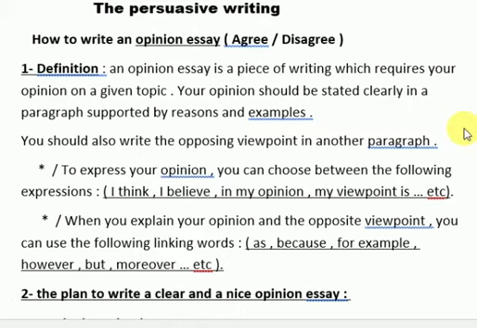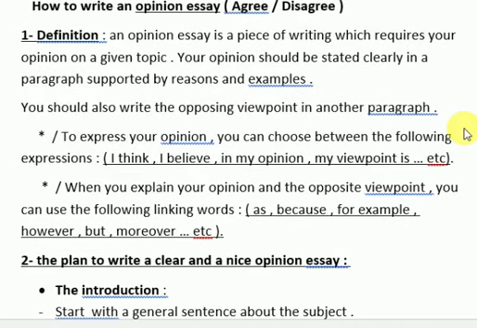So to express your opinion, you can choose between the following expressions: I like, I believe, in my opinion, in my viewpoint, etc. Then when you explain your opinion and the opposite viewpoint, you can use the following linking words: as, because, for example, such as, however, but, moreover, furthermore, and so on and so forth.